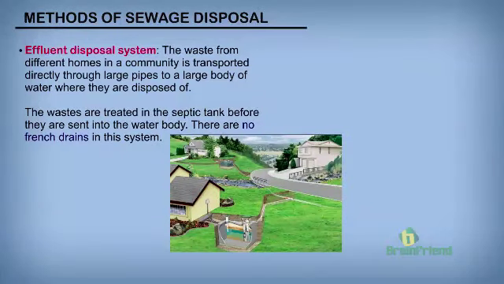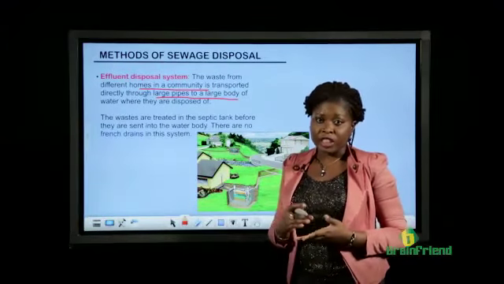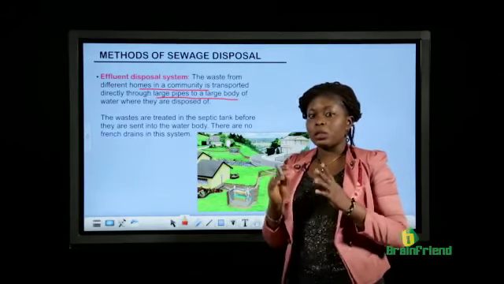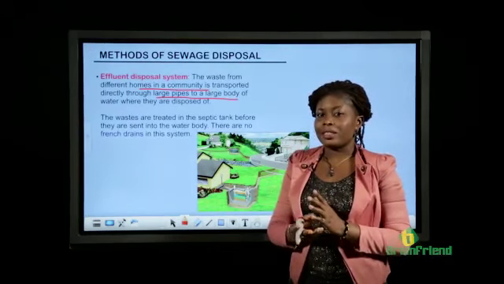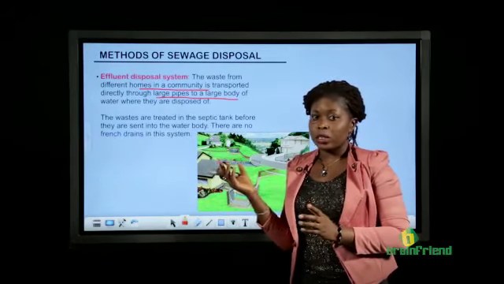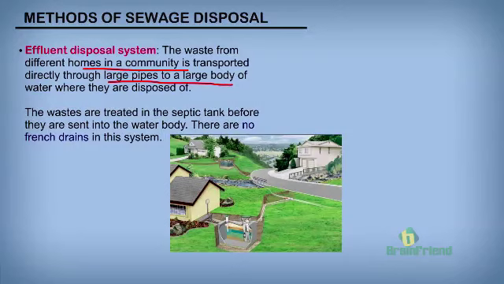Now, effluent disposal system. This system accommodates more sewage. The waste from different homes in a community is transported directly through large pipes to a large body of water where they are disposed of. So this method does not require the use of French drains, but it means that the wastes go directly from the septic tanks where they are treated, and they are sent into large water bodies like we have in this image.